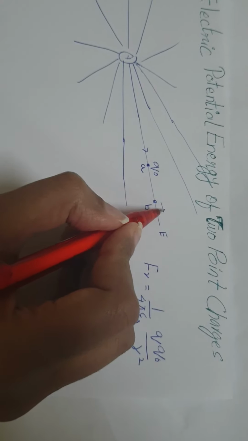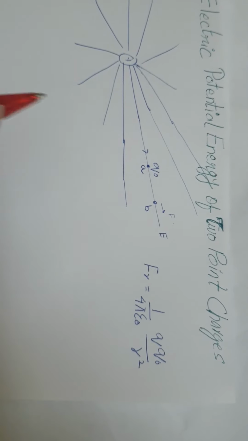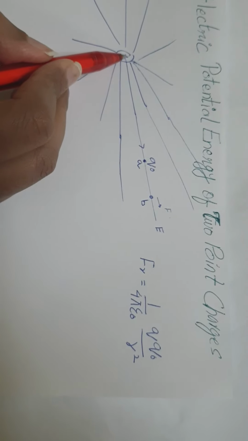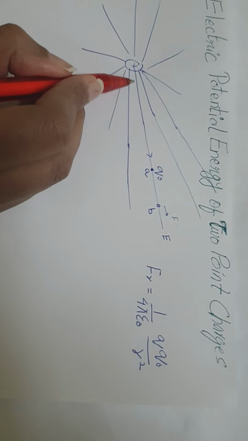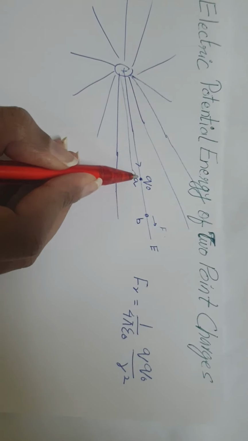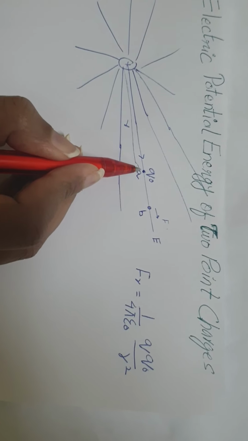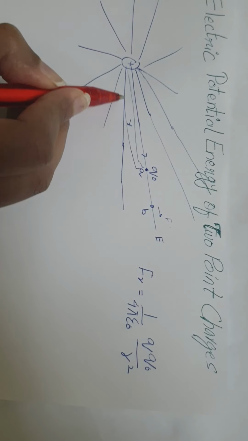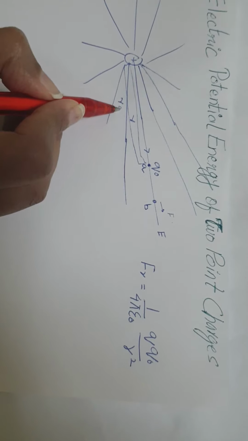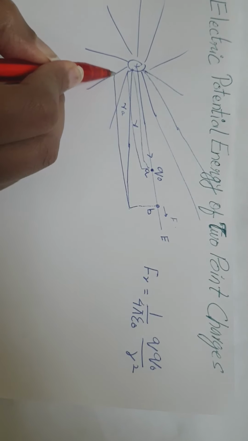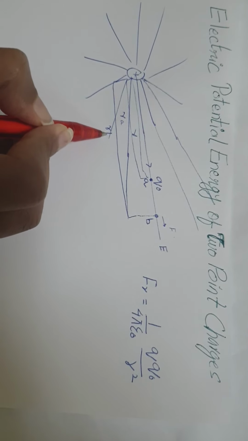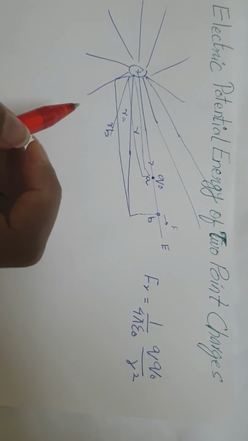The distance between the test charge and the point charge is R. So it is RA, and this distance from the charge to the B point is RB.